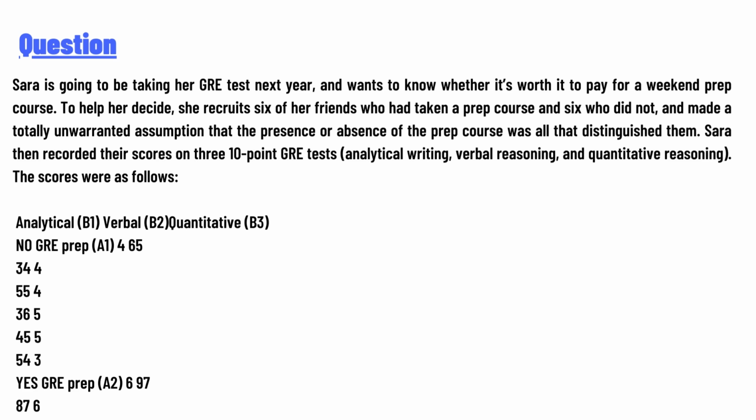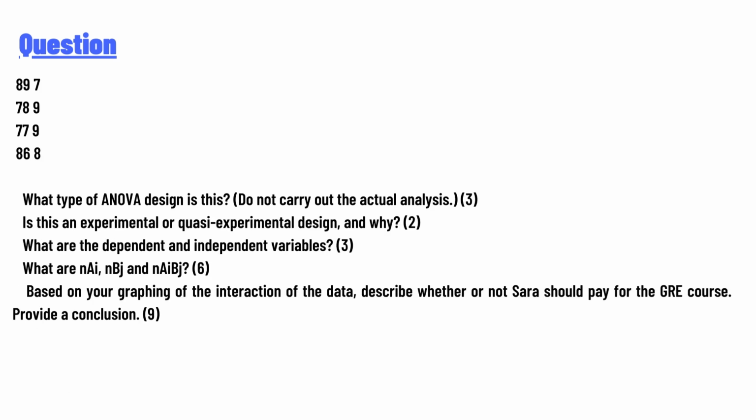Go through these digits. What type of ANOVA design is this? Is this an experimental or quasi-experimental design, and why? What are the dependent and independent variables? What are NAI, NBJ, and NAIBJ based on your graphing of the interaction of the data? Describe whether or not Sara should pay for the GRE course. Provide a conclusion.